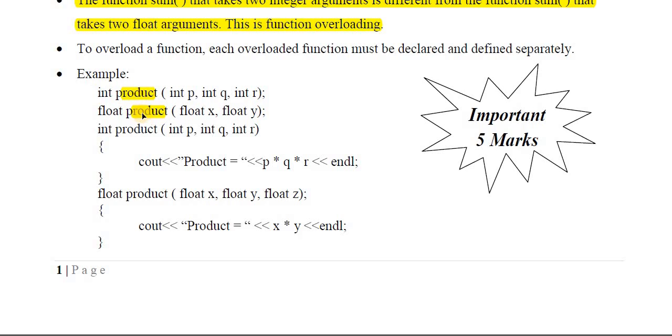Both functions have the same name, product, but the parameters are different. Integer p, q, r, here float x, y. So in the first product function, three parameters are used, and in the second product function, only two parameters are used. So the parameters are different, but the function name is the same. This is the body of the first product function, and this is the body of the second product function. So in the exam, you have to write the definition of function overloading, and you have to give an example. You can take any two functions having the same name but different parameters.